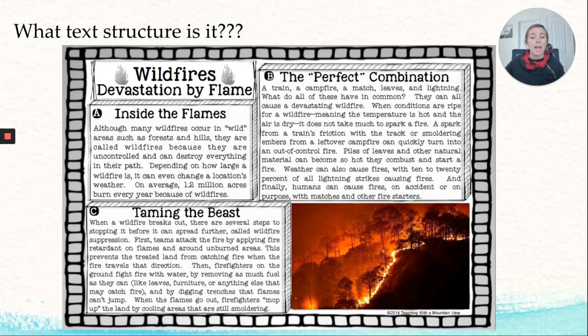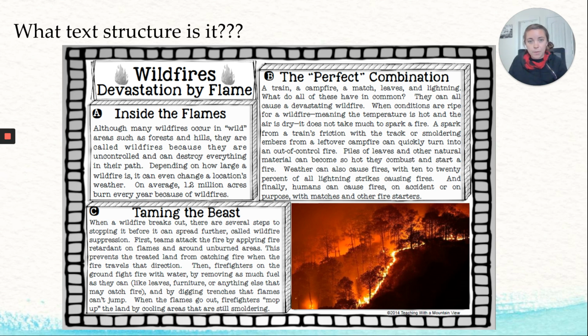As I was reading this one, I started thinking that it was going to be a problem and a solution. The problem is wildfires. But as I kept reading, there was no solution. So the problem is that wildfires can destroy things, but there's no solution. So this text structure is not problem and solution. This text structure is description. It is describing wildfires. It's talking about how they got their name, wildfire. So description: it's describing a wildfire and the damage that it can cause.